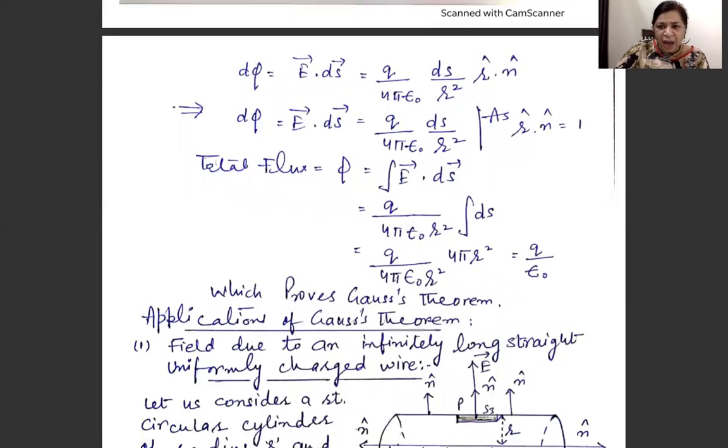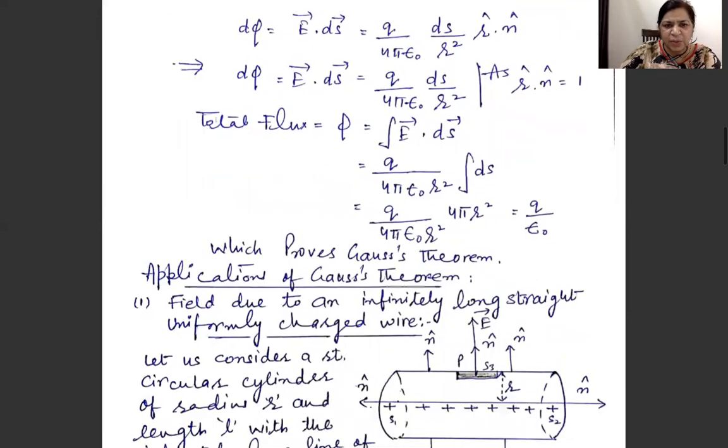So as the R unit vector and n unit vector are in the same direction, the angle between the two will be equal to 0. So we will be having that R unit vector dot n cap is equal to 1, as cos 0 is 1. So a small amount of flux will be equal to E dot ds, that is equal to Q by 4 pi epsilon naught, ds by R square.